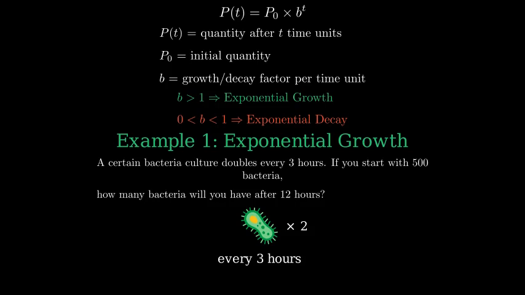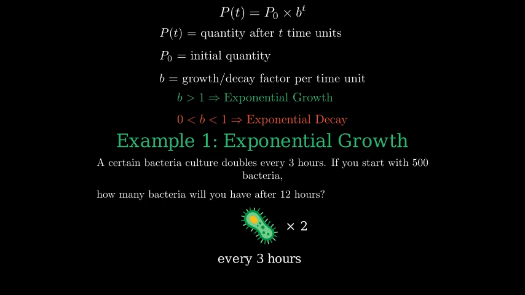Step 1. Write the exponential model. We know that our model has the form p of t equals p sub 0 times b to the t. We're given that p sub 0, our initial population, is 500 bacteria. We're also told that the population doubles every 3 hours. This means that b to the power of 3 equals 2. Solving for b, we get b equals 2 to the power of 1/3, or the cube root of 2.